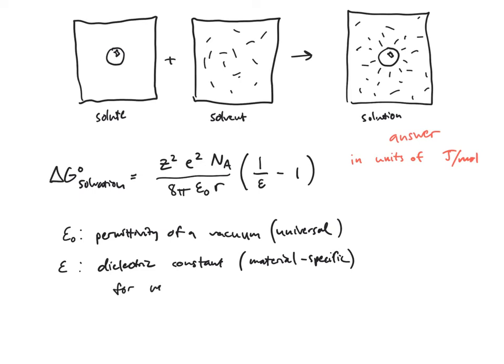And for water at standard state, this epsilon is approximately equal to 78. And what it represents is the size of the water molecule and its capability to turn around and like spin in place in response to a charge. Okay?